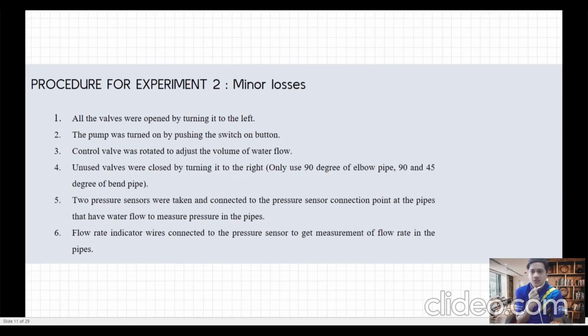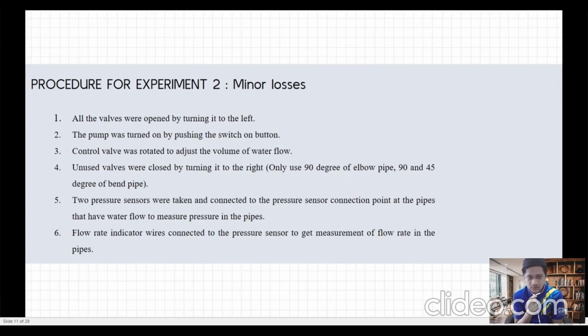in the pipe. For the procedure for experiment 2, minor losses, first all the valves were opened by turning to the left. The pump was turned on by pushing the switch on button. The control valve was rotated to adjust the volume of water flow. Unused valves were closed by turning them to the right.